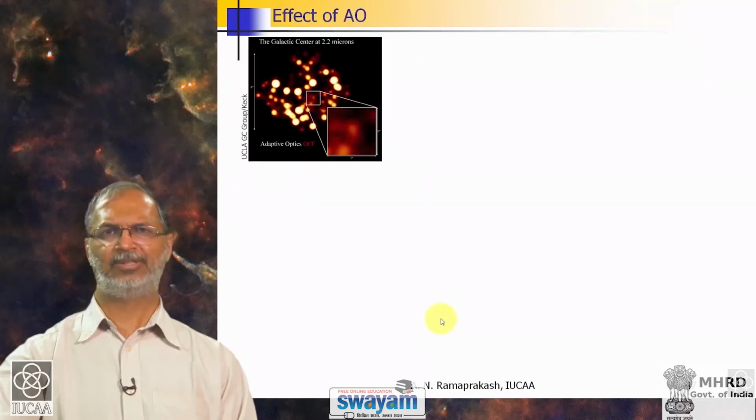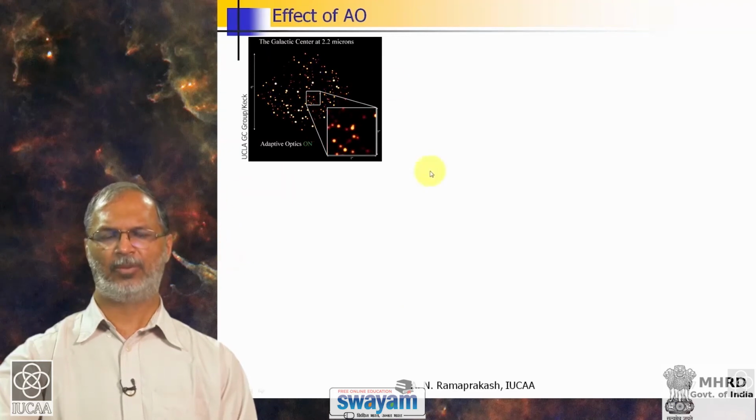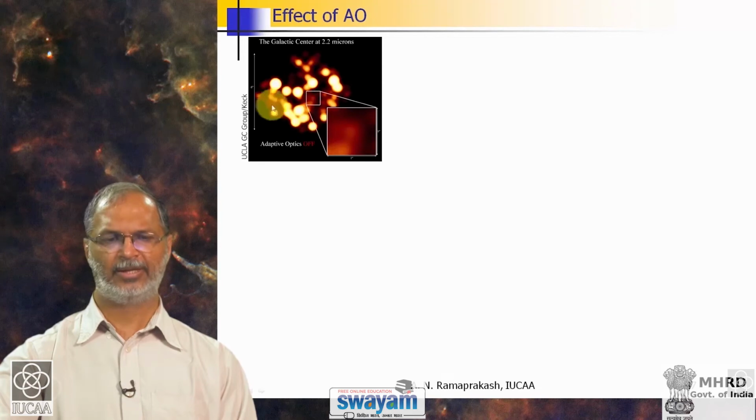So, here is a slide which highlights what an adaptive optics system can do. This is a region of the sky here.